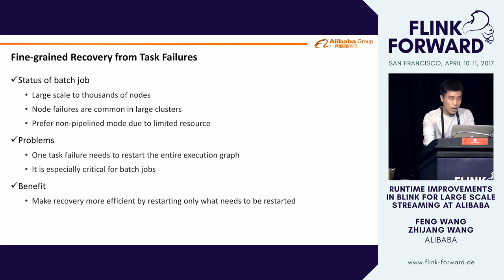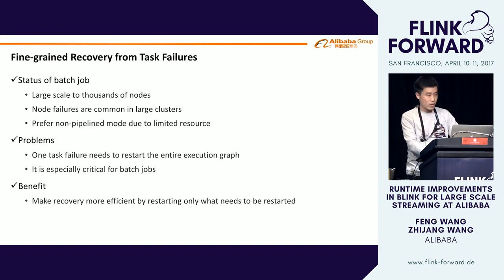Now, I will talk about fine-grained recovery from task failures. In our production, batch jobs scale to thousands of nodes, and in such large clusters, node failure is a common case. Furthermore, we prefer to use non-pipeline mode for batch jobs due to limited resources. That means that the upstream task will be scheduled first, then it will produce the data to persistent storage. When the upstream task finishes, the downstream task will be scheduled to consume data from persistent storage.